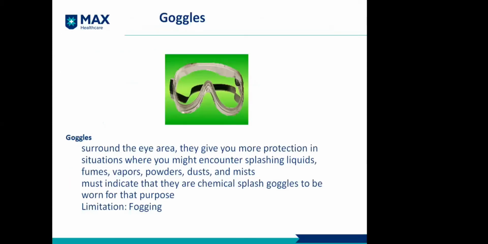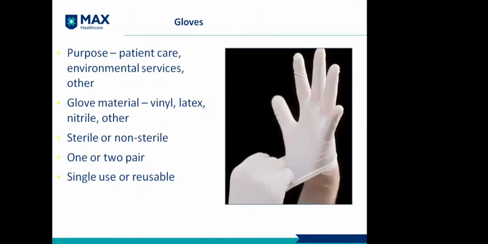The goggles surround the eye area. They give more protection in situations where you might encounter splashing liquids, fumes, vapors, powders, dust, and mists. They may indicate that they are chemical splash goggles to be worn for that purpose. But when we wear goggles, the limitation is usually the fogging.